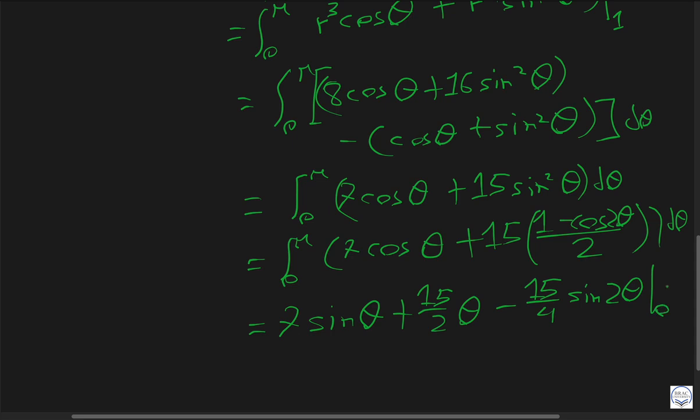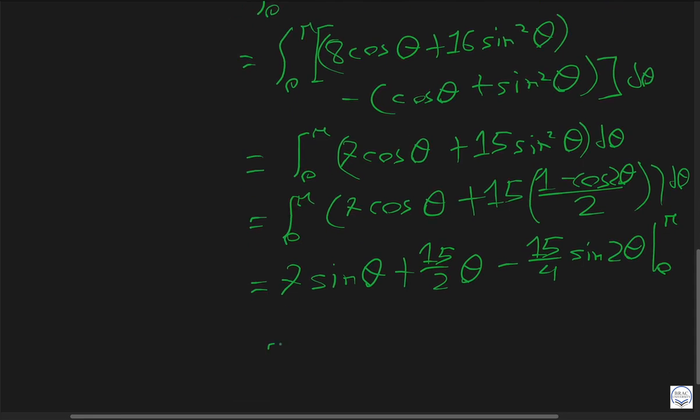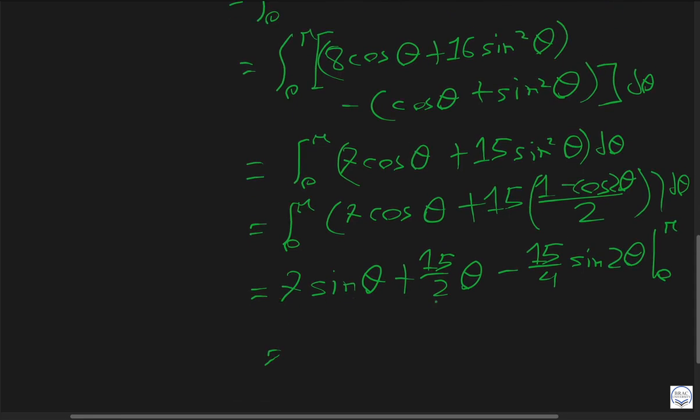Now you just take the limits from 0 to pi. And when you do this, we get 7 times sine pi, which is just 0, 15 over 2 pi, and sine 2 pi is also 0, so this term will vanish. And when we take the lower limit, all 3 terms will vanish, and that means our answer is really just 15 over 2 pi.